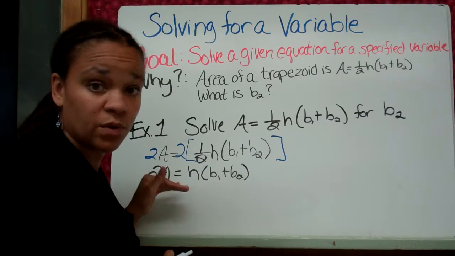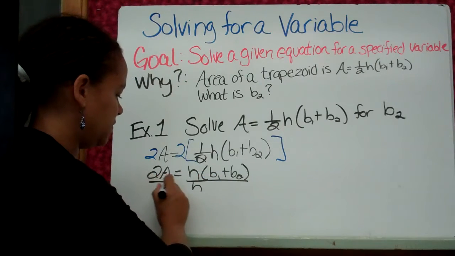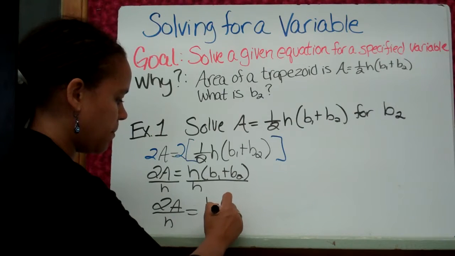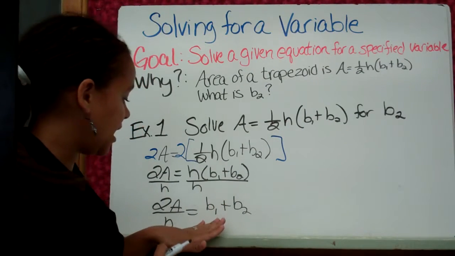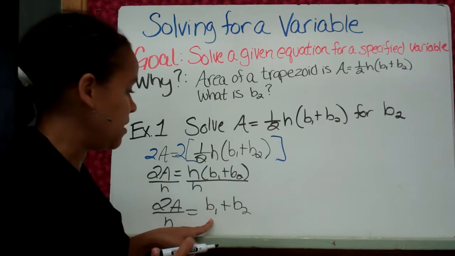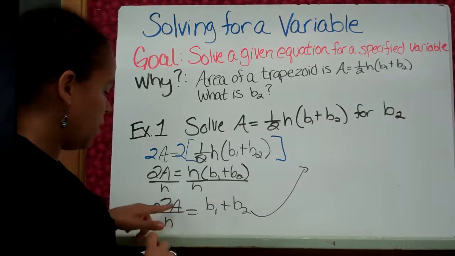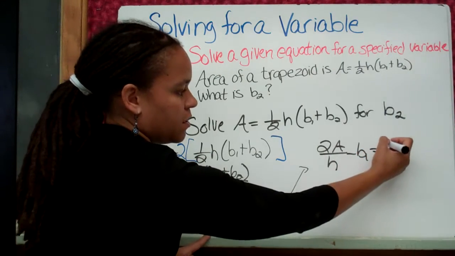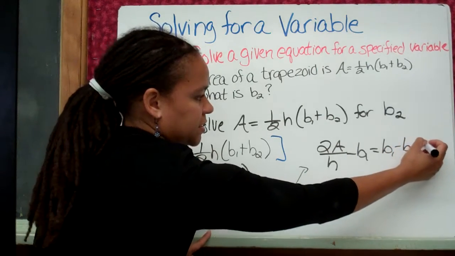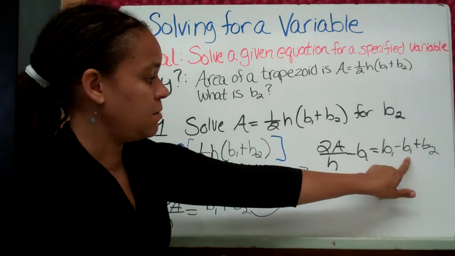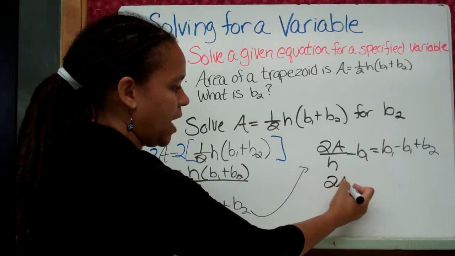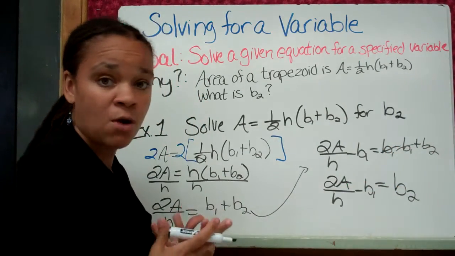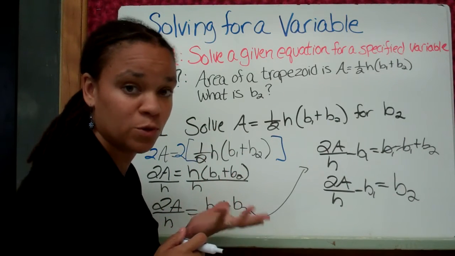So we're getting closer. Now let's get rid of the height. Let's divide everything by h. So I'm left with 2a over h is equal to base 1 plus base 2. Not quite finished yet. I'm solving for base 2, so I need to get rid of b1. We're going to subtract b1 from both sides. So I have 2a over h minus b1 is equal to b1 minus b1 plus b2. Now what's left? 2a over h minus b1 is equal to, of course these cancel out, b2. And now my original formula is solved for the variable which was asked, which was B2.